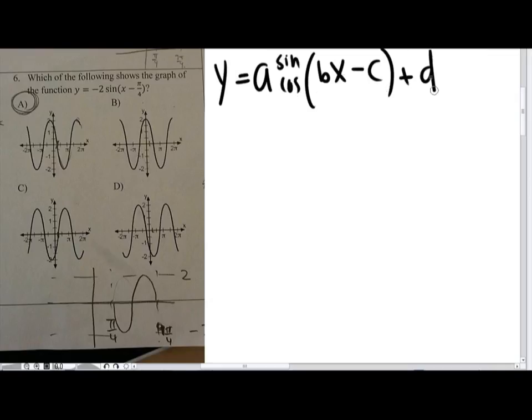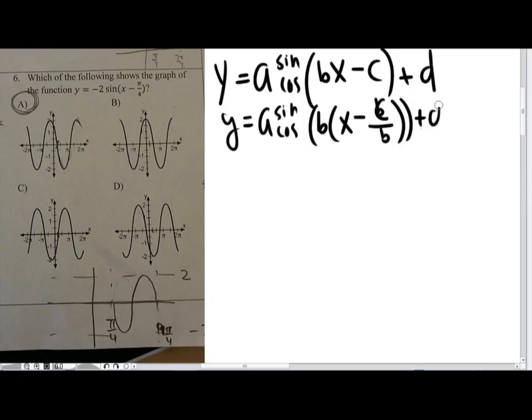So we could factor out the b in this part of the equation and get b times x minus c over b plus d. So from here we can find the amplitude, period, phase shifts or shifts on the x-axis and y-axis.